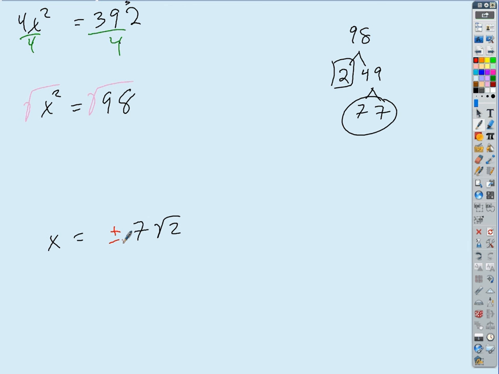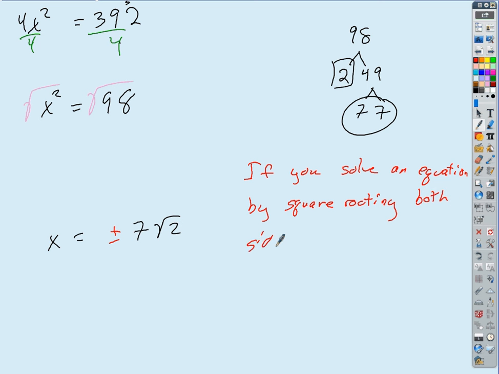I'm gonna write this down. If you solve an equation by square rooting both sides, you must include plus or minus in your answer every time. Okay, here's why.